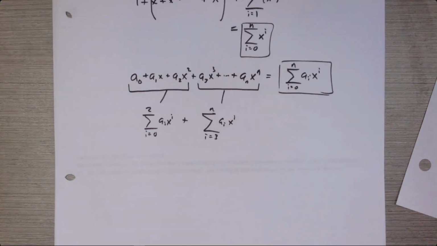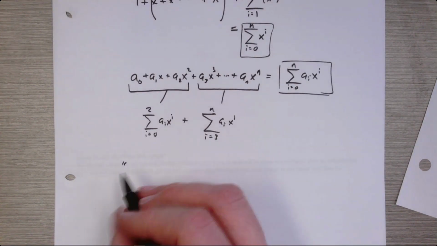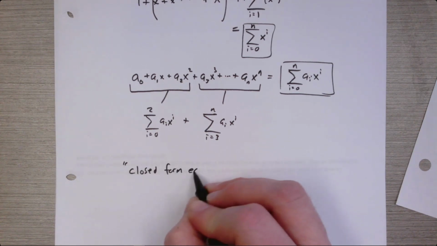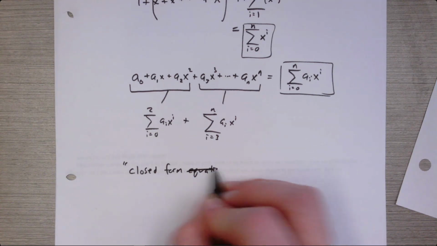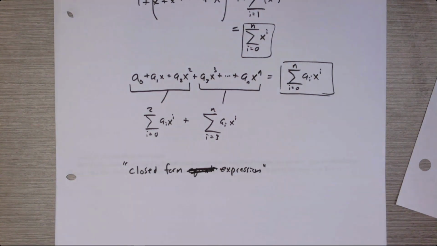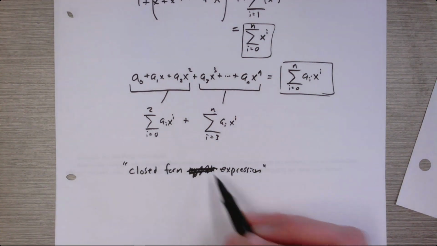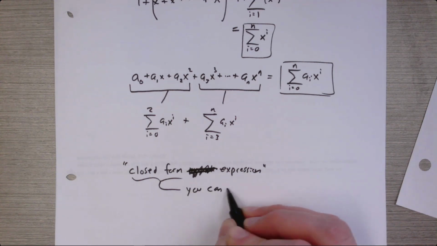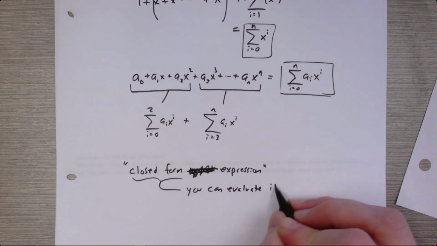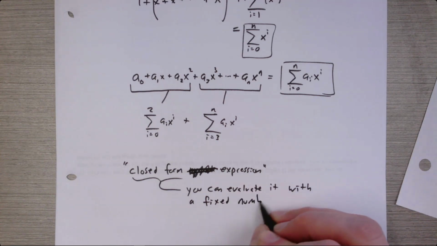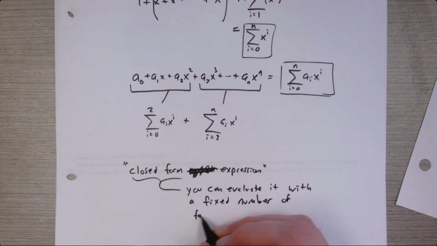One last thing. Sometimes in books or in my problem set, you may see the expression closed form equation, or closed form, I guess you'd more frequently see closed form expression. What is a closed form expression? Anything that involves a dot dot dot is not a closed form. What closed form means is that you can evaluate it with a fixed number of familiar operations.